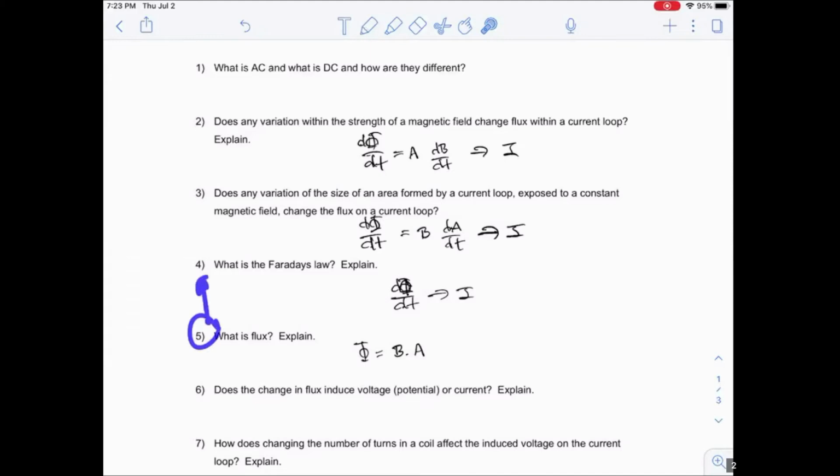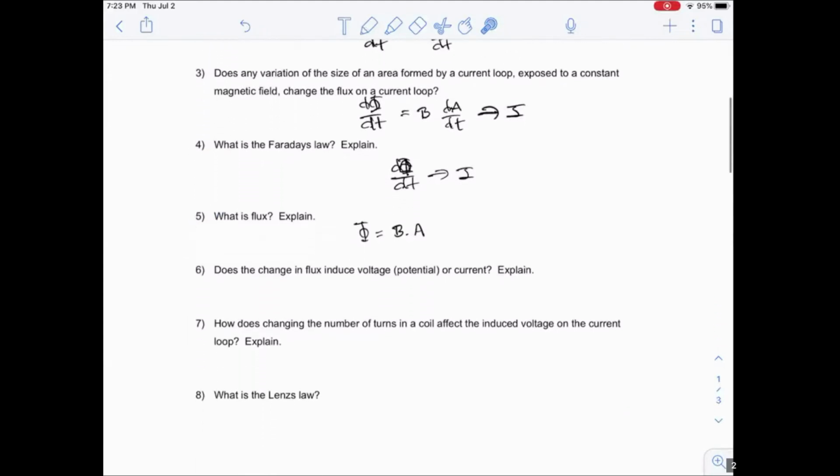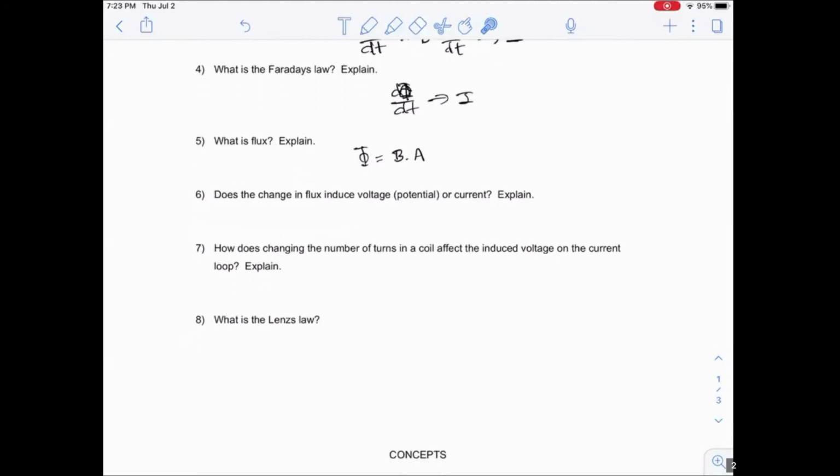So 5, 4, 3, 2, that's the direction we will go. Now move on to number 6. Does the change in flux induce voltage or current? And why?